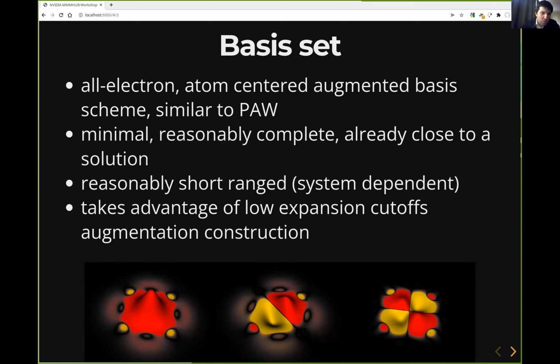And here's a few pictures of what it looks like. The first is an S function, the second is a P function, and the third is one of the D functions. And the little odd items around these are basically when a function enters the space of a neighboring atom. So it preserves a zero value around any other atom.